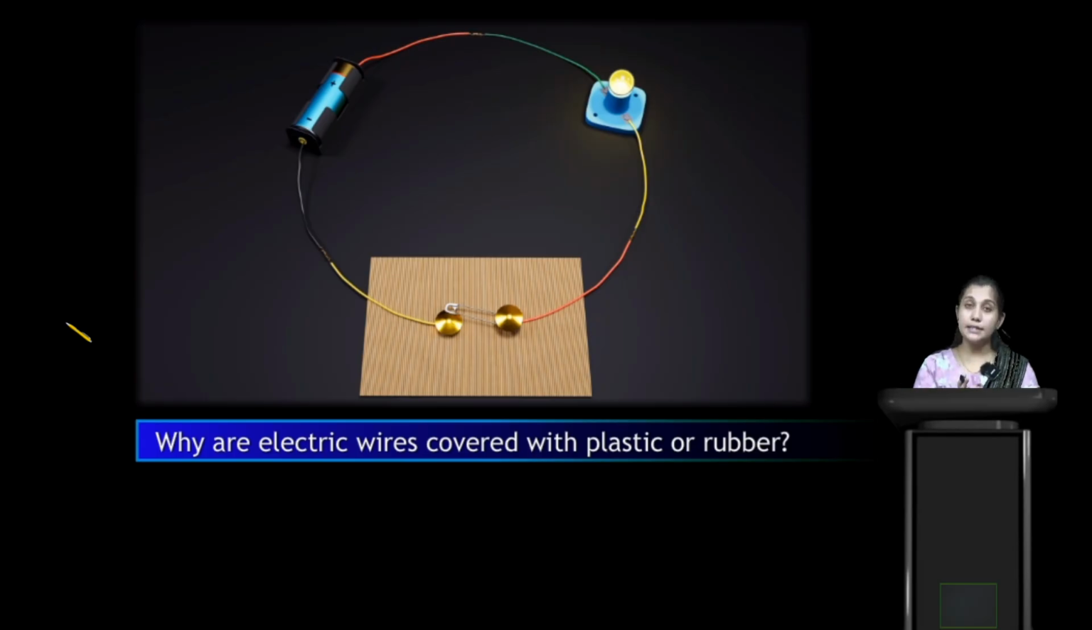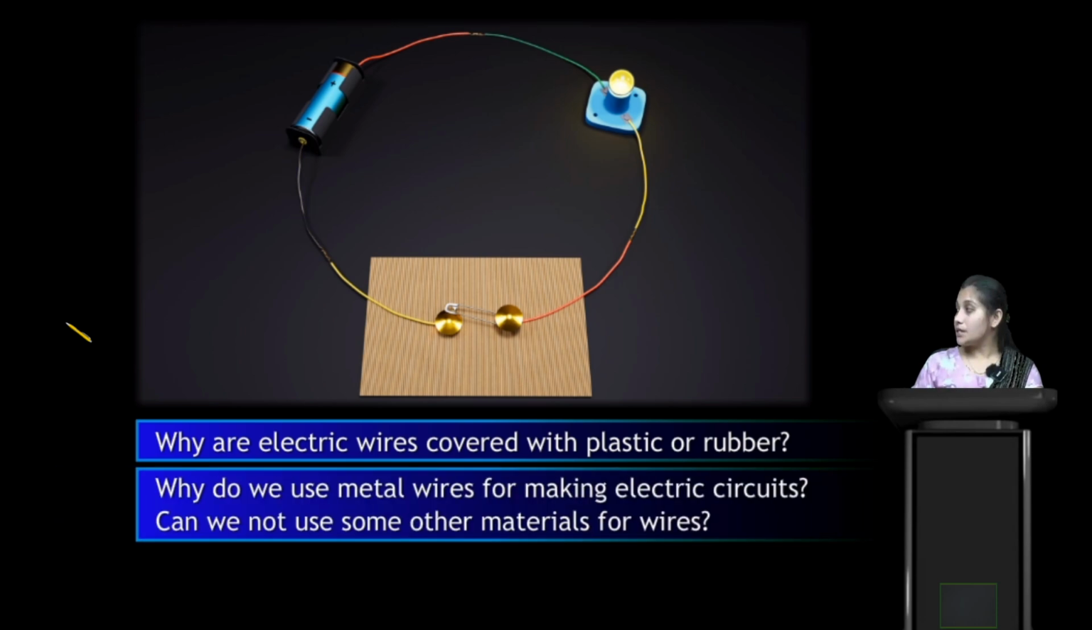There is a question that why these electric wires are covered with a plastic or a rubber. See, this part of electric wires, why is it covered with a plastic or a rubber? Okay. Now the second question is why do we use metal wires for making electric circuits?